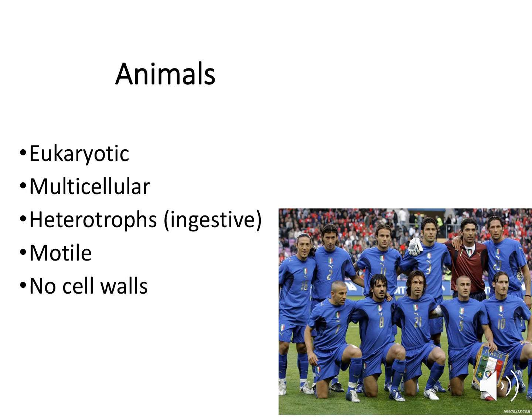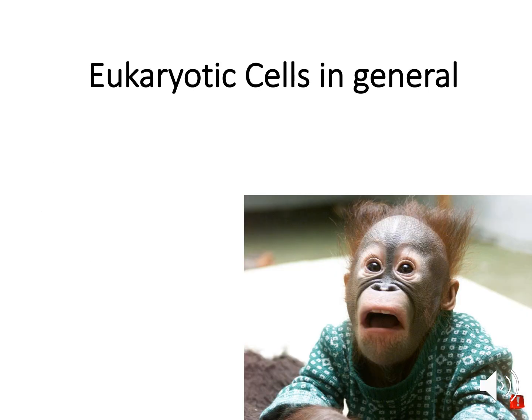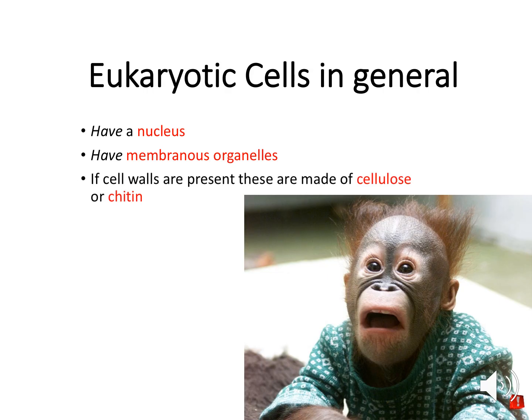So that's the animals. Now let's look at eukaryotic cells in general. In general, the eukaryotic cells have a nucleus, that we know. The prokaryotes do not have one. They have membranous organelles. They've got all sorts of little tiny bits inside the cells, which we will look at in the next unit. If cell walls are present, then these are made out of cellulose or chitin. Fungus have chitin, cellulose in the plants. We could also mention silica to be found in the protistans. Typical cell diameter here, 10 to 100 microns. Again, that's diameter.